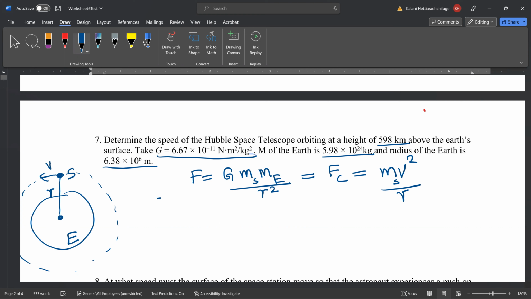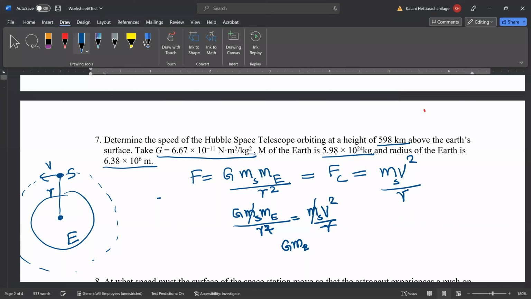Now you can see I did not give the mass of the satellite, because when I make these two equal to each other, let's do that at the bottom. GM satellite M Earth over R squared is equal to the mass of the satellite times velocity squared over R. Divide by the mass of the satellite, both sides will cancel out. Multiply by R will cancel out the R. You're going to do the next step yourself.